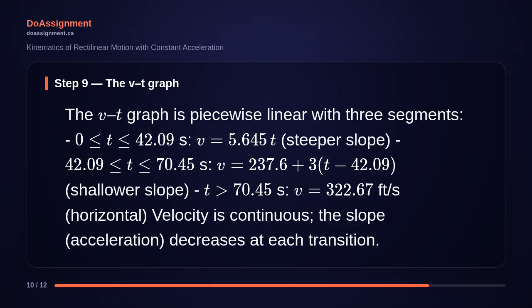The velocity versus time graph is piecewise linear. It rises steeply from 0 during the runway phase, continues rising with a gentler slope during the climb, then becomes a horizontal line once the airplane cruises at constant speed. The velocity itself is continuous throughout.